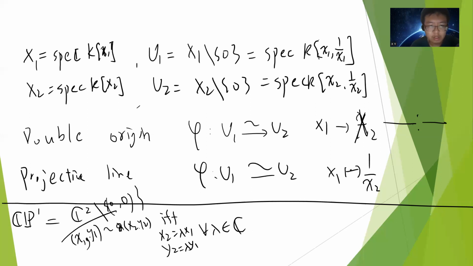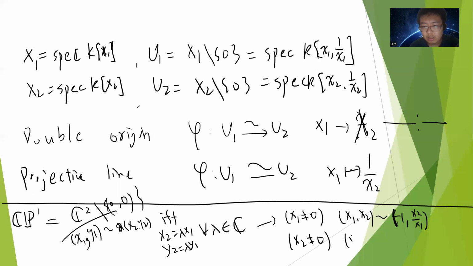You can immediately see that in the first patch, where x1 is non-zero, (x1, x2) is equivalent to (1, x2/x1). And where x2 is non-zero, (x1, x2) is definitely equivalent to (1, x1/x2). So you can see that these two are equivalent. Then you are just mapping this coordinate to 1 over this coordinate, so x2 divided by x1 becomes x1 divided by x2.